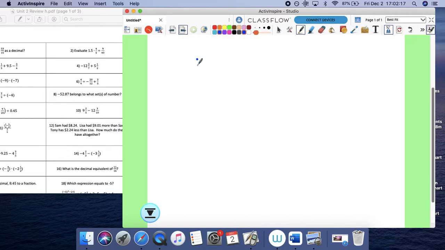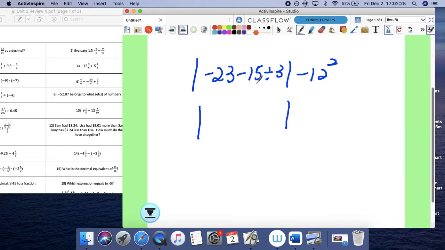17. Absolute value, negative 23 minus 15 divided by 3, minus 12 to the second power. So let's figure out what's inside the absolute value. 15 divided by 3. Right, there we go. And then minus 23. Negative 23 minus 5 is negative 28. Right, now you can take the absolute value, and the absolute value of negative 28 is just 28.